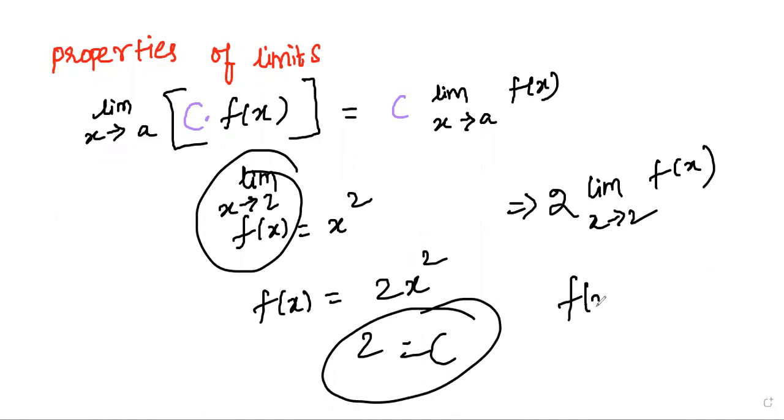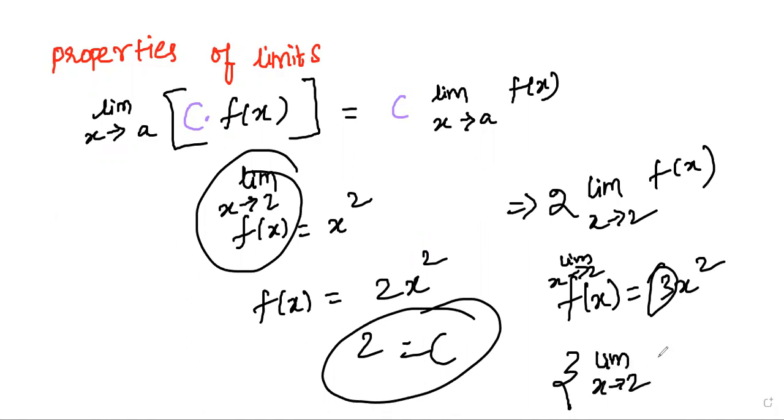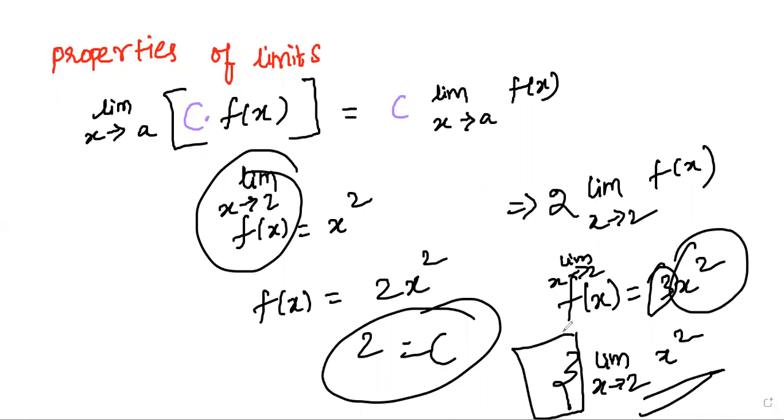And what if I gave my function as f of x is equal to 3x square and limit x approaches 2? What I'll do, this is the constant. I'll just take the constant outside and I'll just substitute the limit alone for the x square function. When the constant is in multiplication, I'll just take it outside. I'll just multiply the constant at last. I don't have to worry about that.